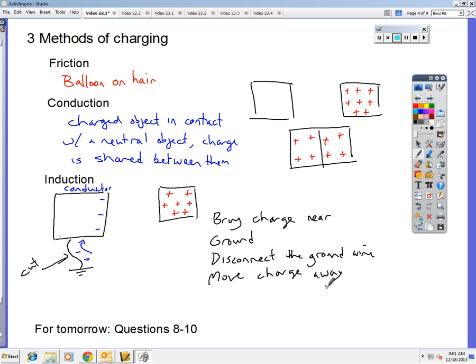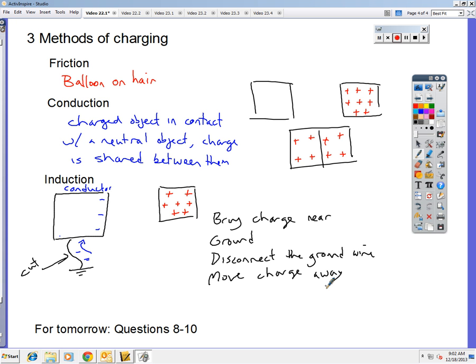And notice that in this process, we have given this conductor a negative charge, which is opposite the charge that we started with, and induction generally does that. If you have a positive charge, you can use induction to put a negative charge on some other object.